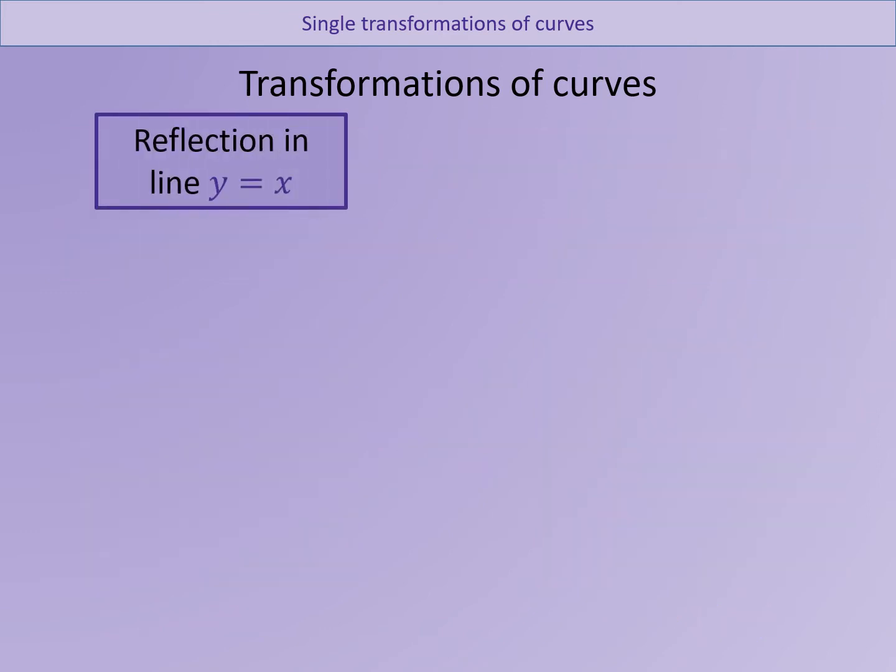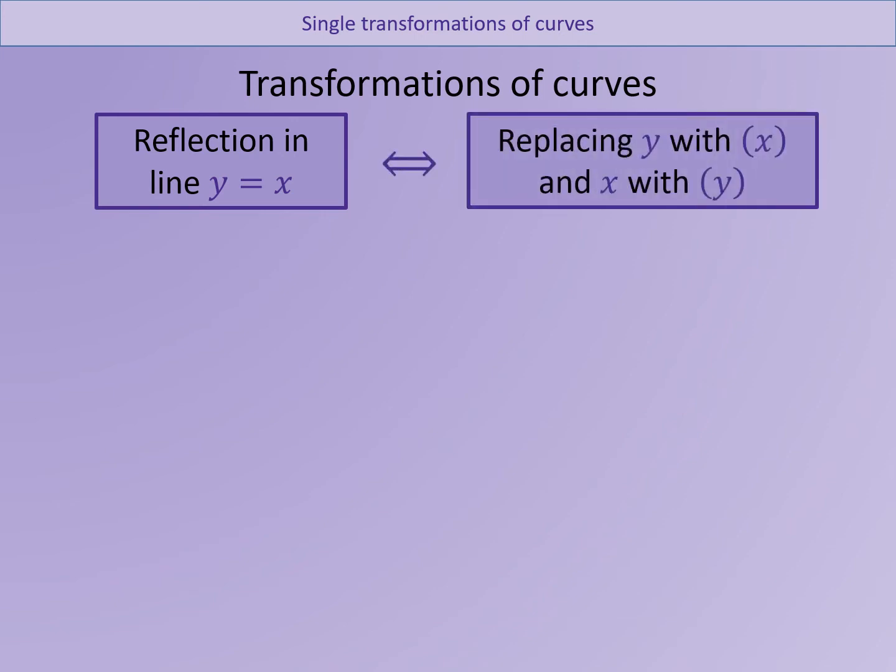Okay, so reflection in the line y equals x. What happens if I reflect in the line y equals x? I'm sure you could tell me. We replace the y's with the x's and the x's with the y's. So we literally just swap those two over. Very similar to how we find the inverse of a function, because an inverse is a reflection in the line y equals x.